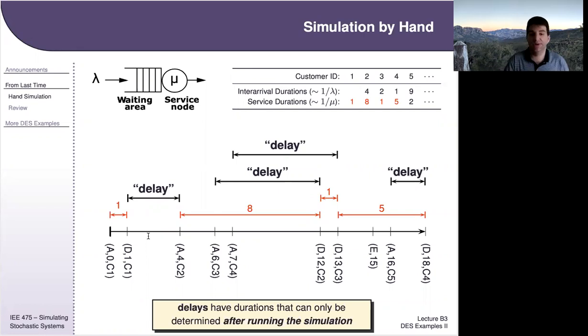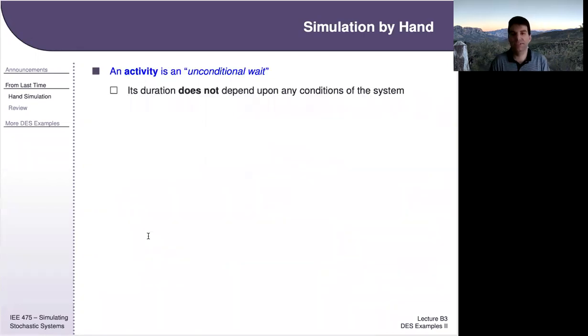And that relates to one of the questions we had during the lab. Sometimes we're going to use the term unconditional wait to represent an activity. So it is a waiting period which is not conditioned on the input. Here it's going to say it does not depend on any conditions of the system. Let me try to make that a little more precise: it does not depend upon the history of the system. It does not depend on the input and the history of the system.